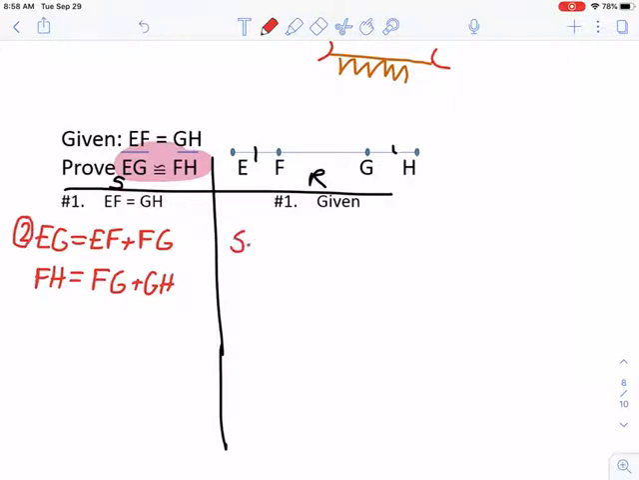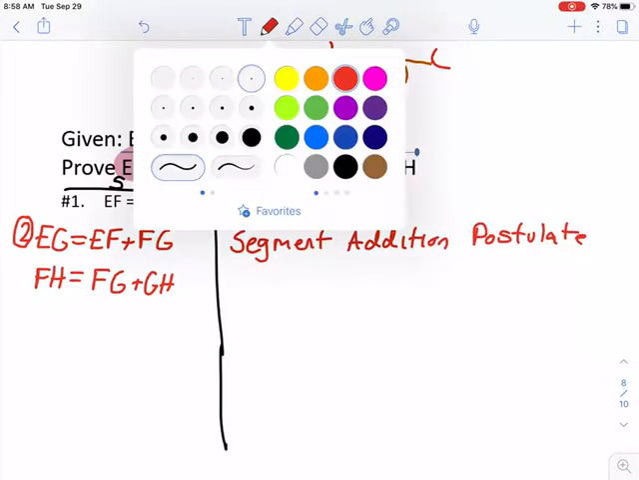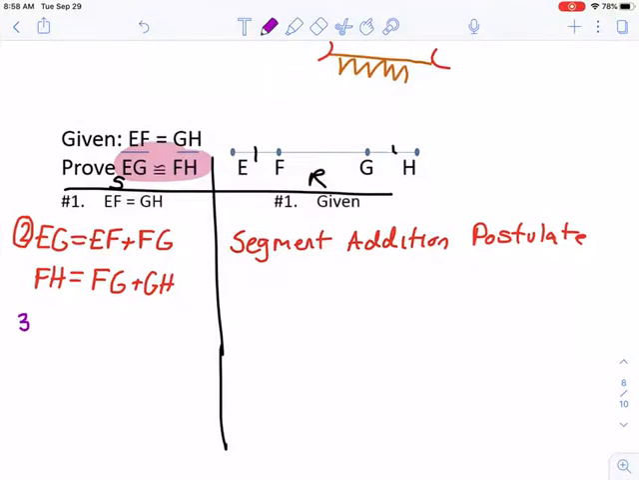This is just number 2. This was just segment addition postulate. If you combine them as one, I could have done 2 and 3 as segment addition postulate. I just combined them all together. Now for 3, well, I looked at the picture.